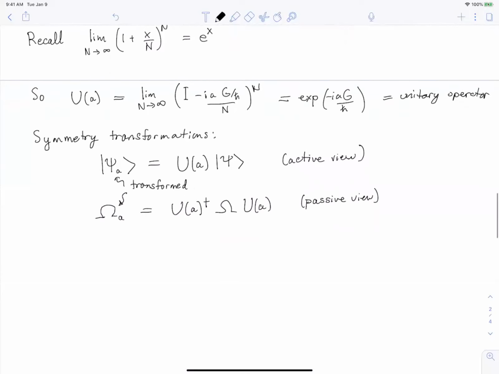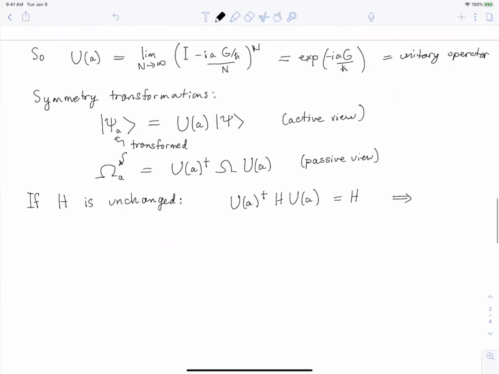Now there's a special role to play if the Hamiltonian is unchanged by this operation, whatever it is. So if the Hamiltonian is unchanged, then U(a) dagger Hamiltonian U of a is supposed to equal the Hamiltonian. And then by exactly the same steps that we did before, that means the generator commutes with the Hamiltonian. So that commutator is 0.